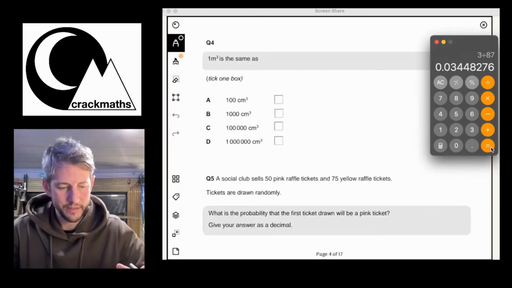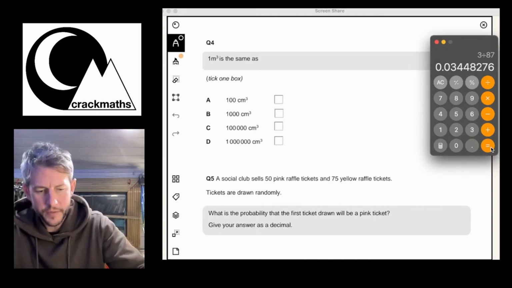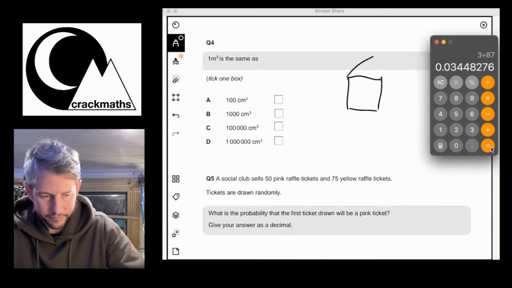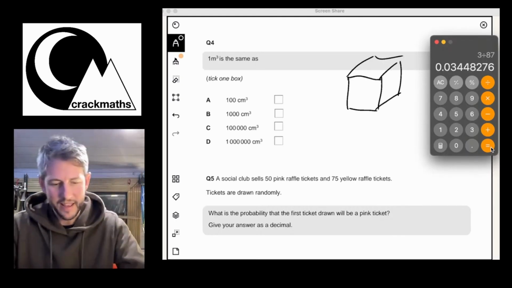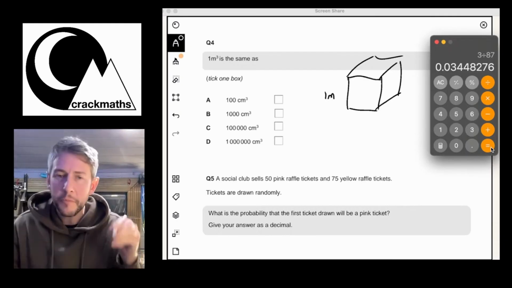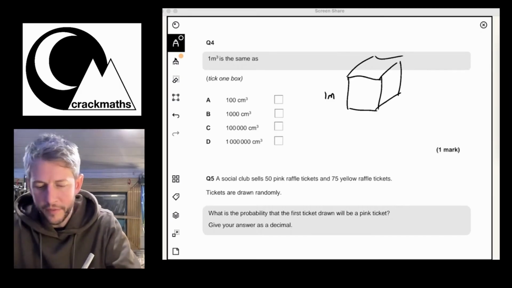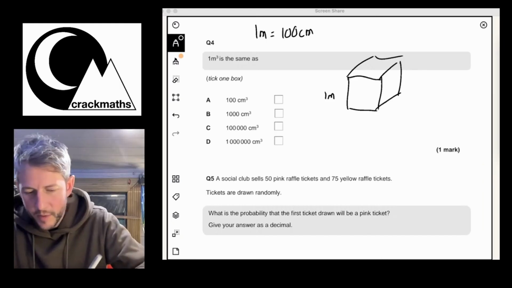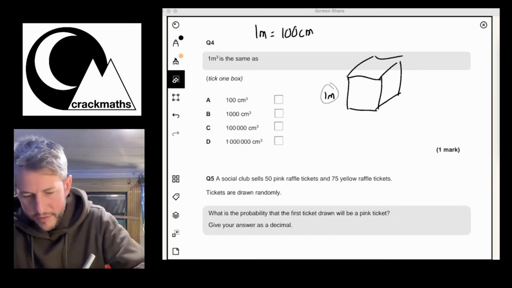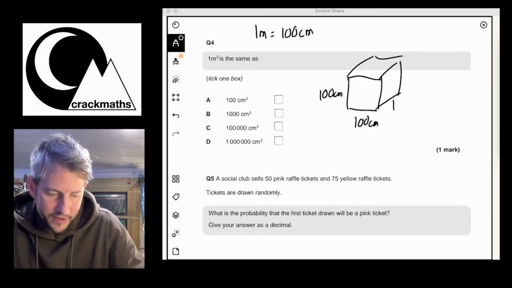Okay, let's have a look at the next one. Question 4. 1 meter cubed is the same as... okay, right. To do this, I'm just going to draw a cube. This is a meter cubed, but instead of putting meters on it, I'm going to put these measurements in centimeters. So 1 meter equals 100 centimeters.